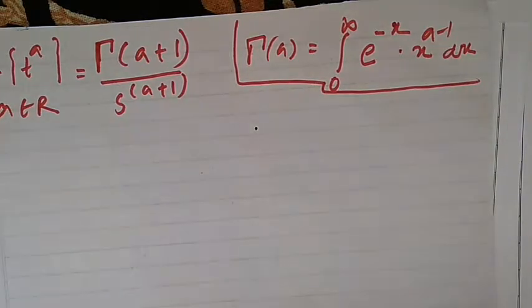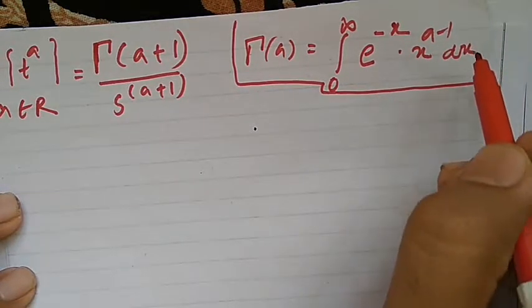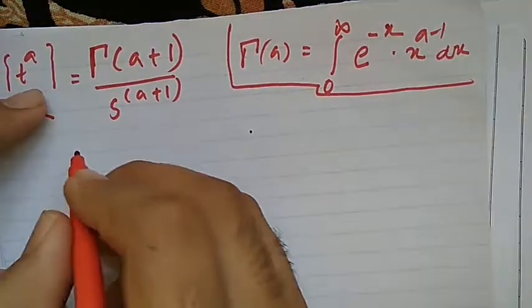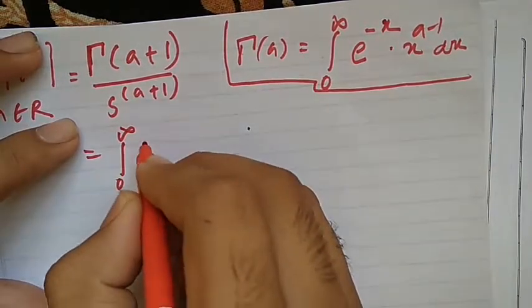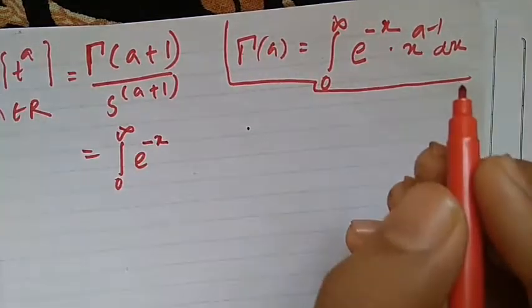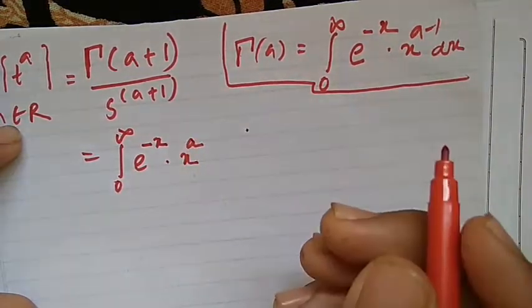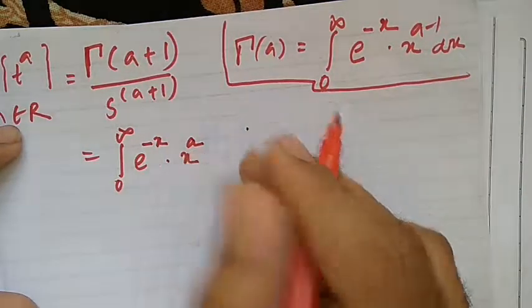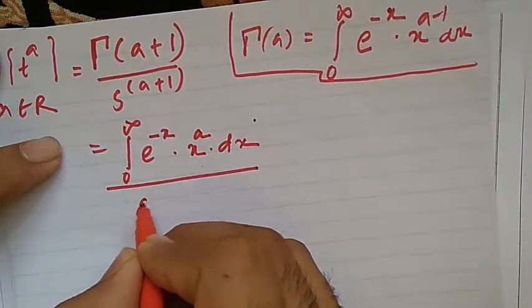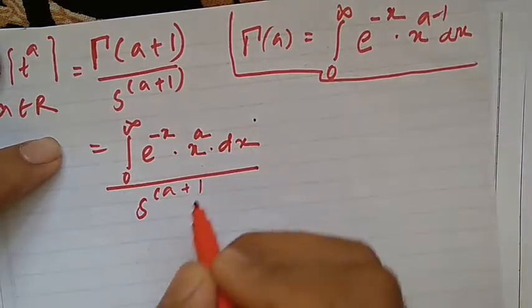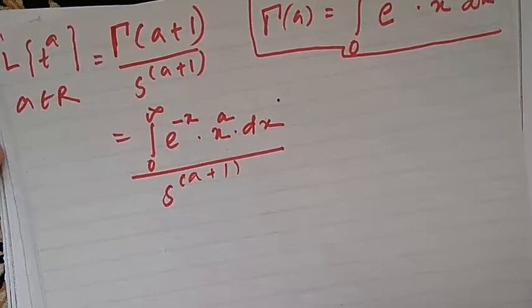Gamma of a is the integration from 0 to infinity of e to the power minus x into x to the power a minus 1 dx. So the gamma function of a plus 1 will be the integral from 0 to infinity of e to the power minus x into x to the power a, that is a plus 1 minus 1, dx, by s to the power a plus 1. Okay, this is our Laplace transformation of t to the power a.